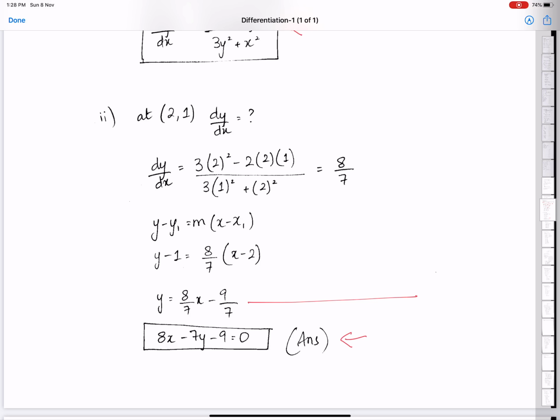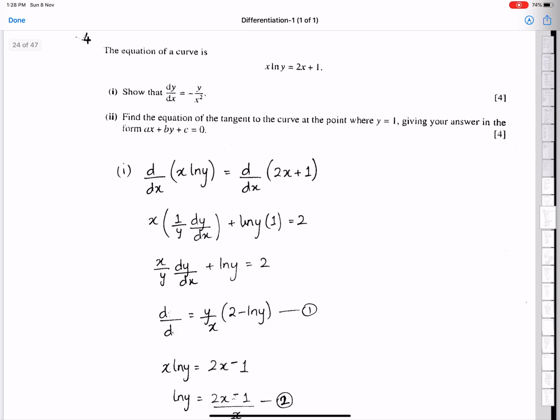At (2, 1), dy upon dx is 8 upon 7. So by simplifying this equation, we can get this one. This is the equation of the required tangent.